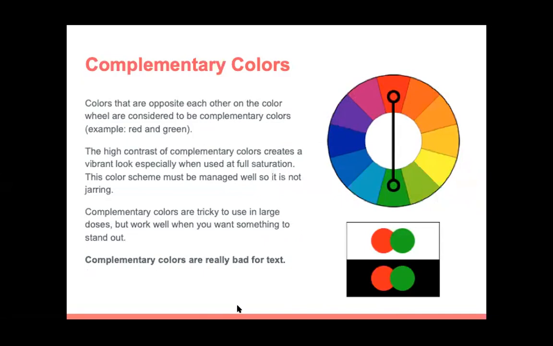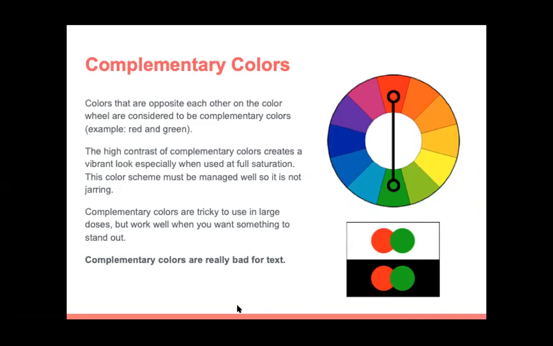Okay, along with that is complementary colors. So we talked about subtractive colors. Now we're going to talk about complementary colors. These are opposite of each other on the color wheel. So for example, red and green would be complementary colors. And they're the high contrast colors that create a vibrant look, especially when used at full saturation. This color scheme must be managed well so it is not jarring. Complementary colors are tricky to use in large doses, but work well when you want something to stand out.